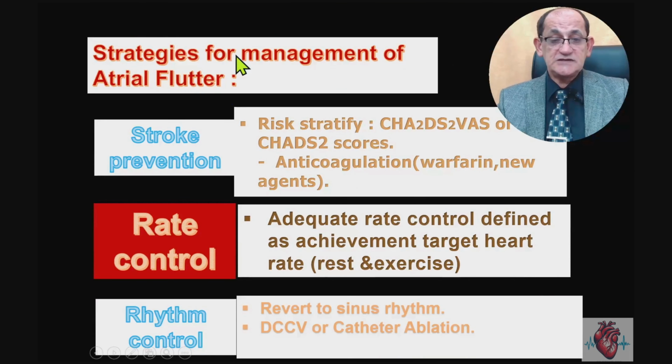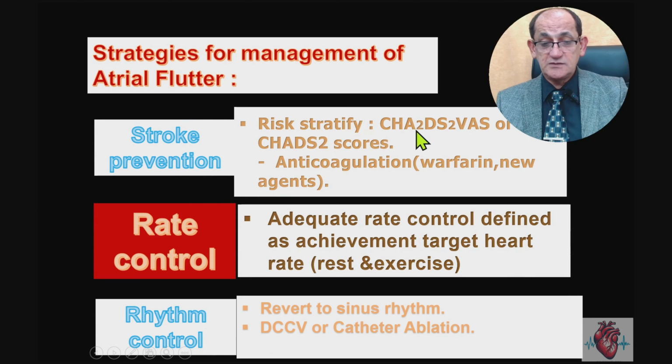The strategies for management of atrial flutter can be stroke prevention, rate control, or rhythm control. For stroke prevention, you must do risk stratification by CHA2DS2-VASc or CHADS2 scores, and you must start anticoagulation according to the scores by warfarin or new agents.